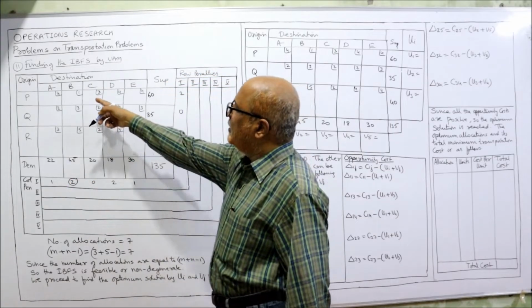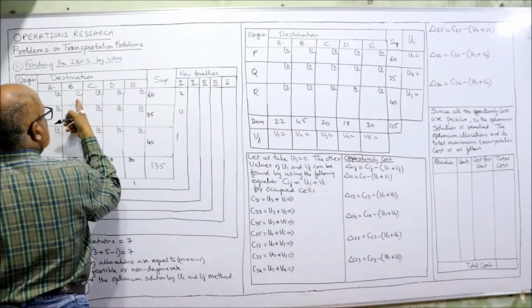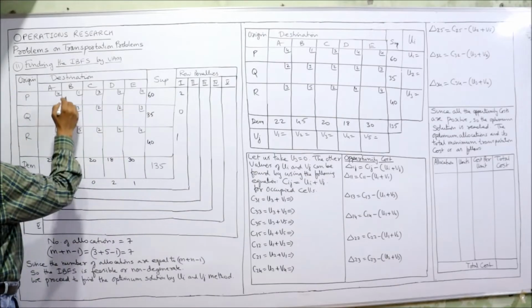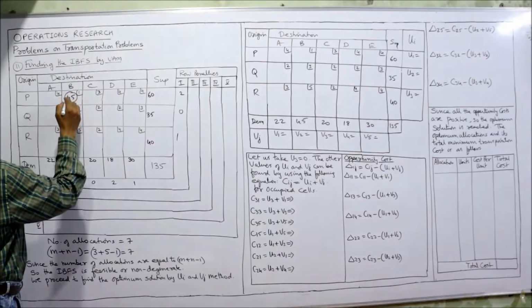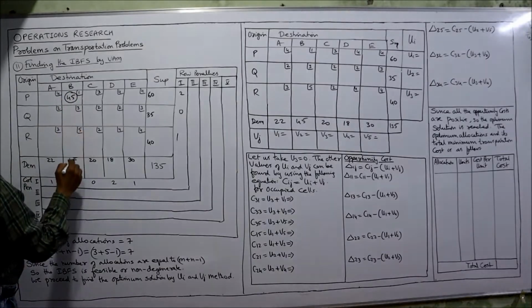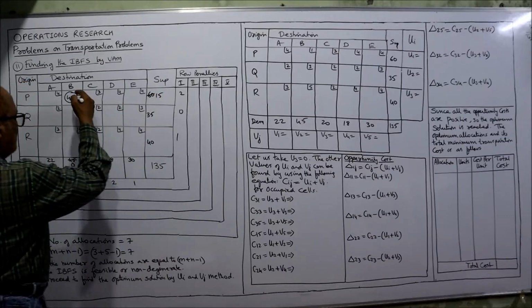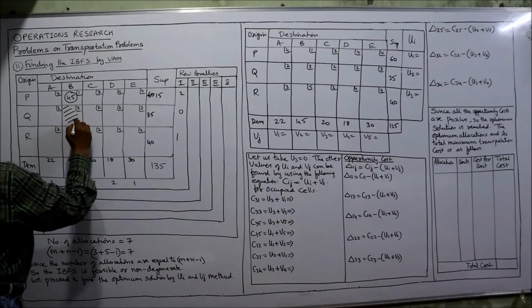Then what will happen? This 1. How many allocations can I give here? Row total is 60, column total is 45. So I can give 45 allocations. 45 minus 45 is 0, and 60 minus 45 is 15. This column is blocked.